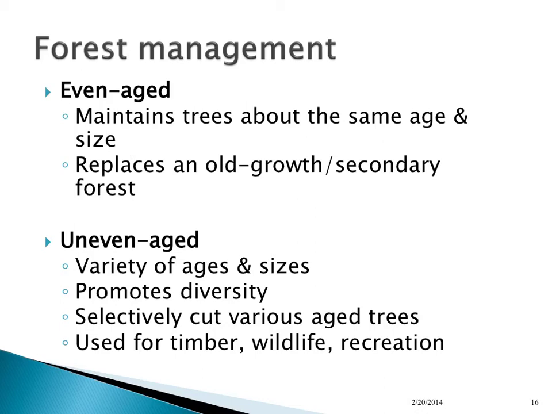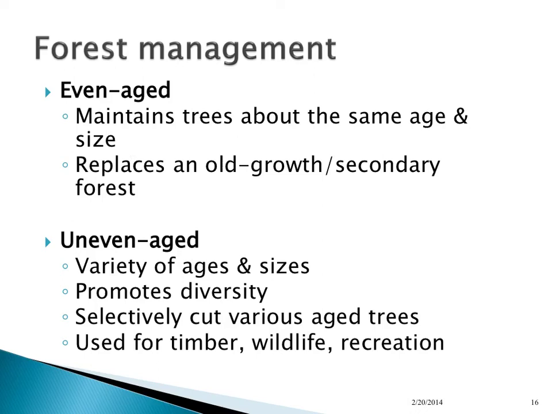Type of management: there's something called even-aged management that maintains trees about the same age and size in a forest. So all the trees that are 10 years old, they leave those, they cut down the rest. It replaces an old growth or secondary forest. So what they would do is go in and clear cut a forest, so cut everything down, except some trees that are 10 to 12 years old, for example, and they'll save those. The reason is then down the road, they'll cut those when they're more mature and ideally plant some more.